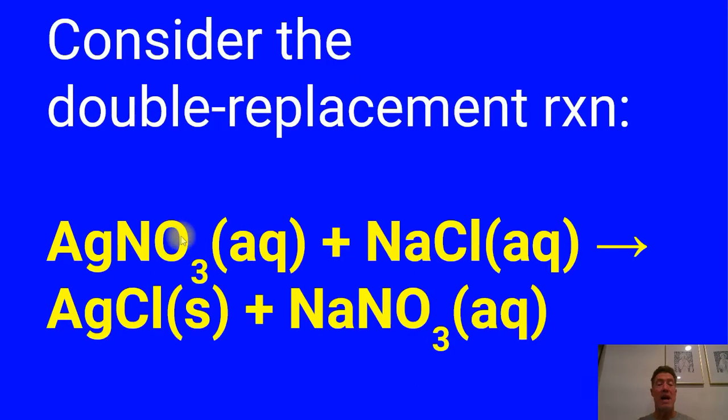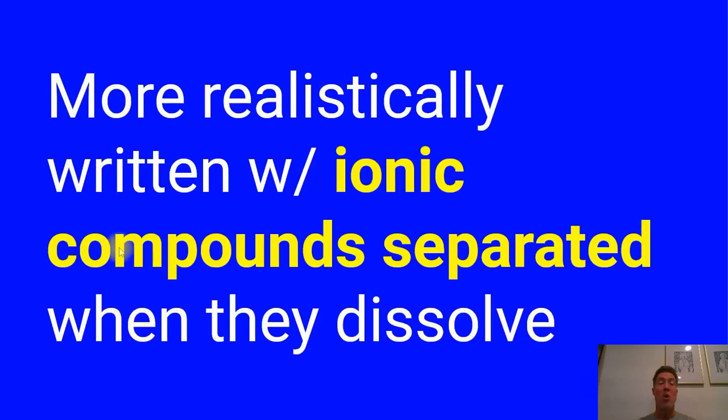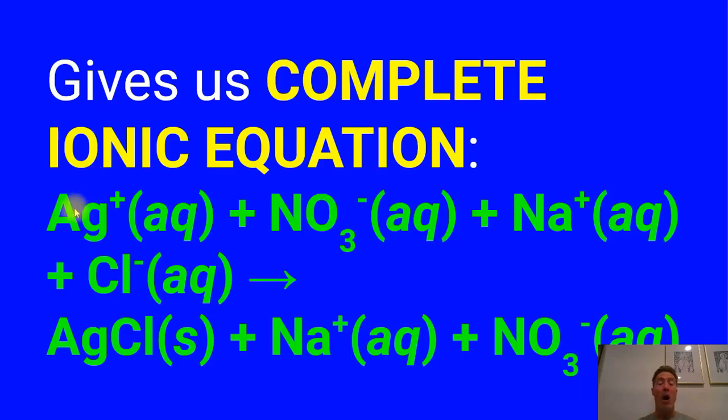What happens when these ionic compounds dissolve in water is that they don't stay connected to each other. So the more accurate way to write ionic compounds when they're dissolved is to write them separated. So in water, the silver and the nitrate are going to separate, cation, anion, and the sodium and the chloride are going to separate into their respective ions. And then, in the case of the silver and the chloride, they're going to recombine as a new ionic compound, and that's going to drop out of solution.